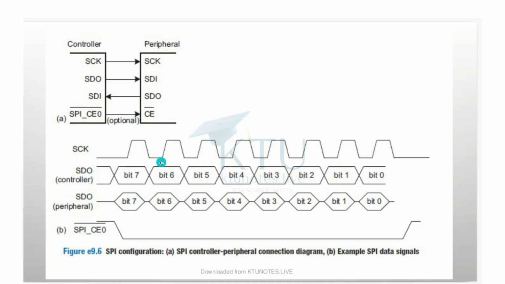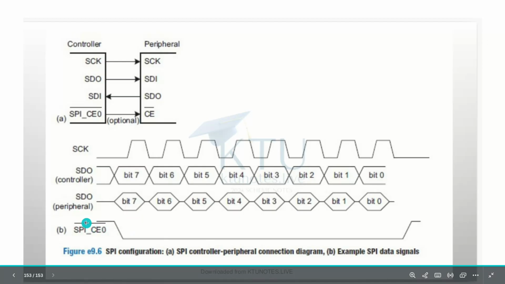Now we have the SCK signal, and SDO means we are writing to the chip. At each of these rising edges you can see we are sending bit 7, bit 6, bit 5, bit 4, bit 3, bit 2, bit 1 and bit 0. Understood? And the peripheral device SDO goes from here to here. This is the SDO of the controller and the SDO of the peripheral device, and chip enable is active low, that is pulled low. Fine, it is low here.